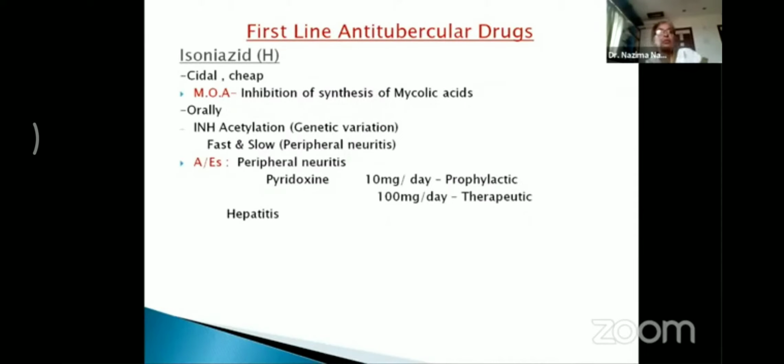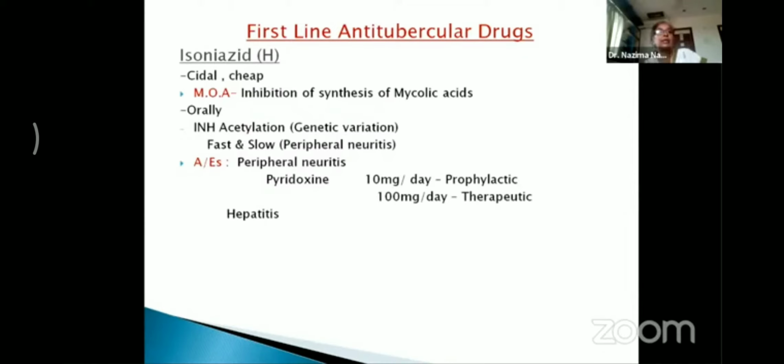Now coming to the first line anti-tubercular drugs. Now a full question can be asked on the anti-tubercular drugs, the first line drugs especially, and the toxicity. And the toxicity part is very important, as well as the classification of the first line as well as the other drugs, second line drugs. Now coming to the important features, again, any one drug can be asked. The important features of any one of the drugs can be asked.